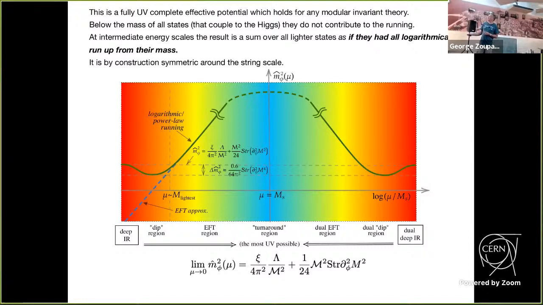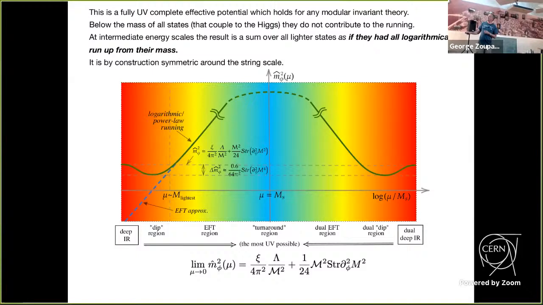What I'm showing here on this axis is the energy scale. The most UV possible is mu equals m string, which is kind of in the middle. So remember, we have mu goes to m string squared over mu as a symmetry. So everything reflects around there. So what happens is, in the deep infrared, I asymptote to the unquenched answer.